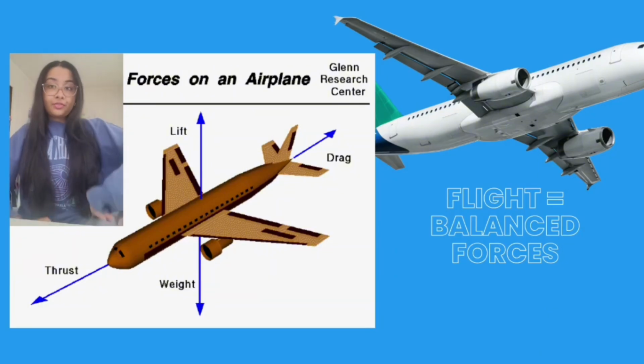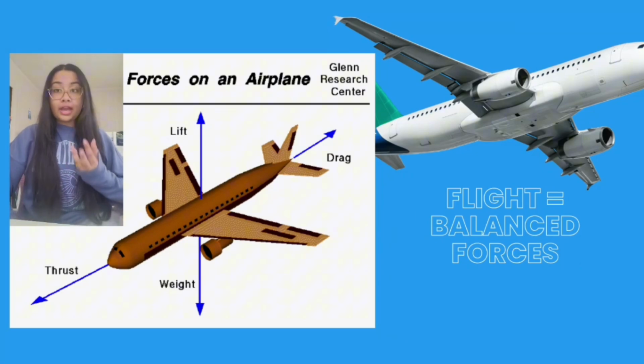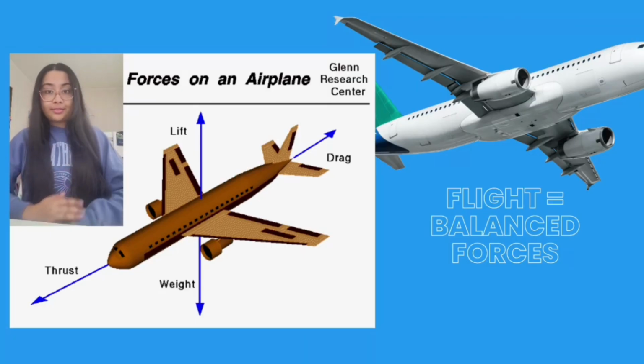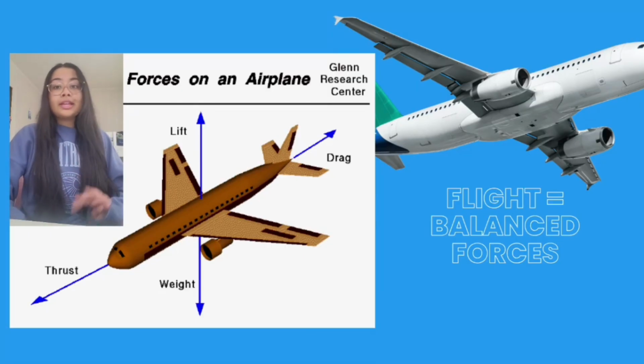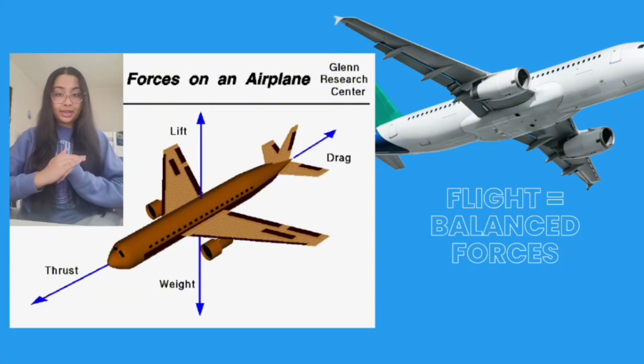Every airplane in flight is controlled by four forces. First is weight. Weight is a force of gravity pulling the airplane downward. Second is lift. Lift is the upward force created by the wings pushing against the air. Third is thrust. Thrust is the forward force generated by engines. Fourth is drag. Drag is the air resistance pushing backward against the plane.